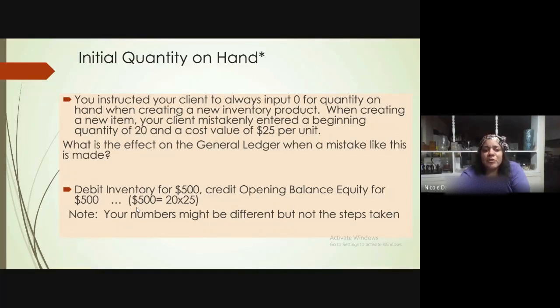So remember, I said it affects your inventory asset and your opening balance equity. So this is exactly what you would need to do. You'd need to multiply the quantity by the price. So we're going to take 20 times 25 and get 500. Now, these are not the same numbers, but I believe this question comes in a few different forms. So I didn't use any of the same numbers. So just know you have to multiply quantity by price. That's the number you're going to be using. And you always debit inventory for that amount and credit opening balance equity for that amount.